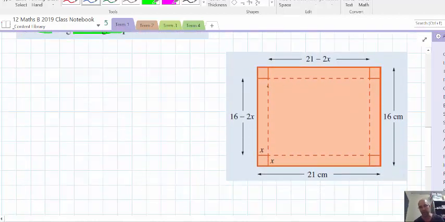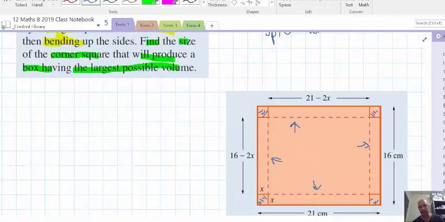So here's that diagram. You can see that there's your rectangular piece of cardboard, and these here are the little squares. They get cut out and removed, so they're not there. And then you can see that these dotted lines represent the sides of the box as we fold them up or bend them up. So we need to relate volume and x. So it's volume versus x.